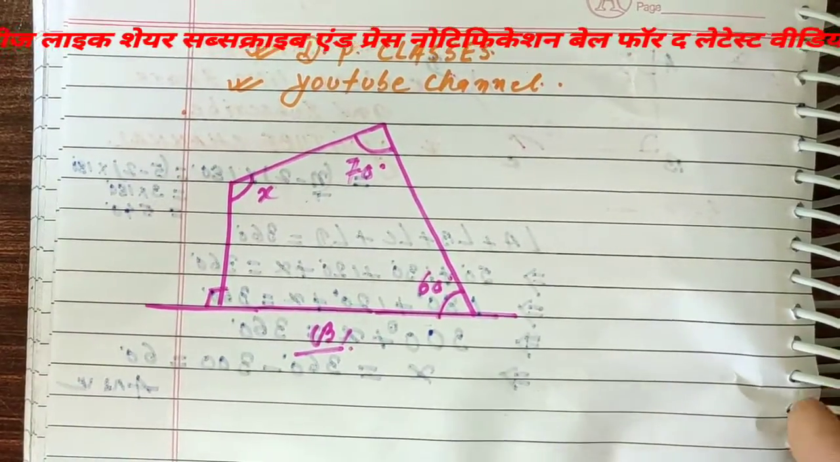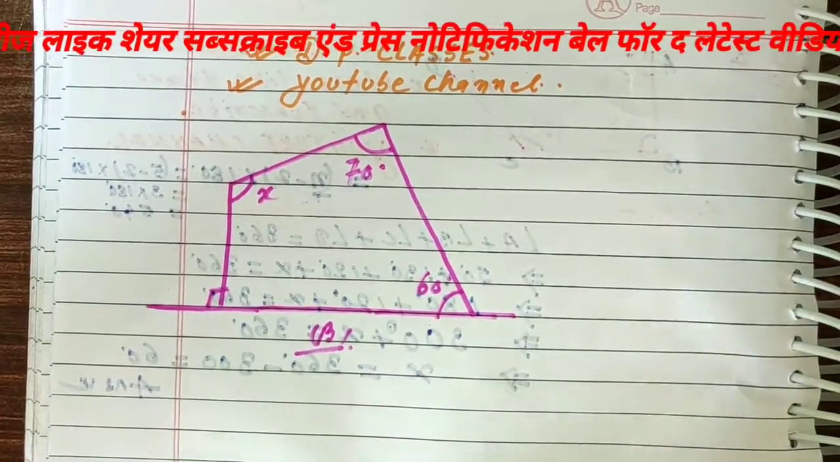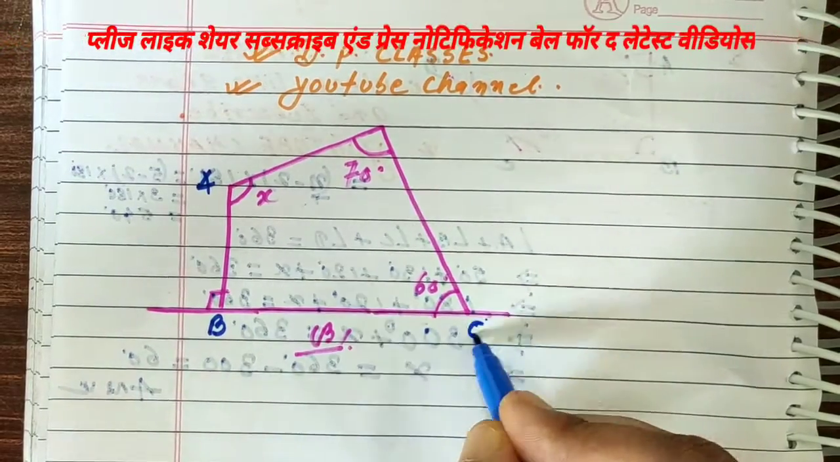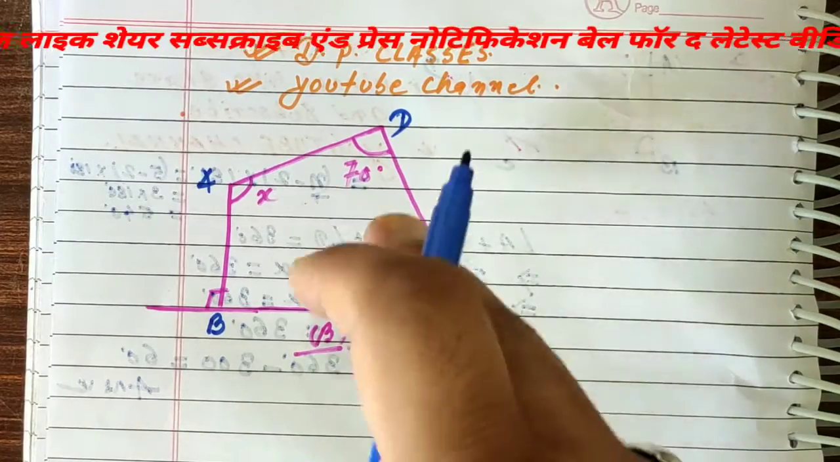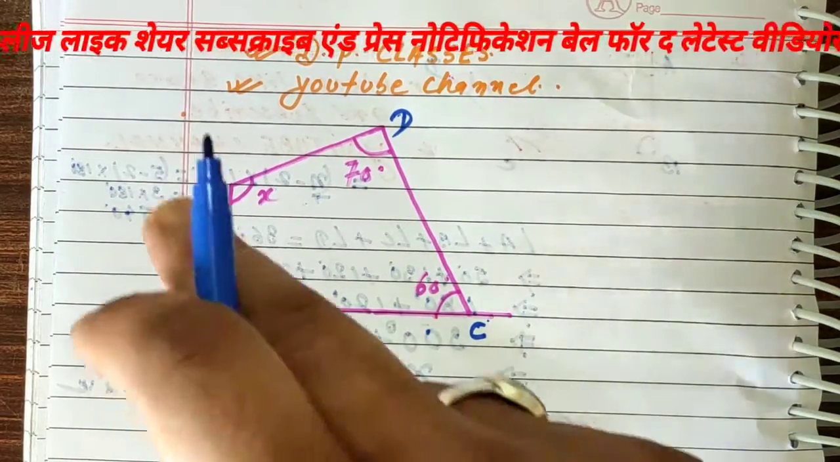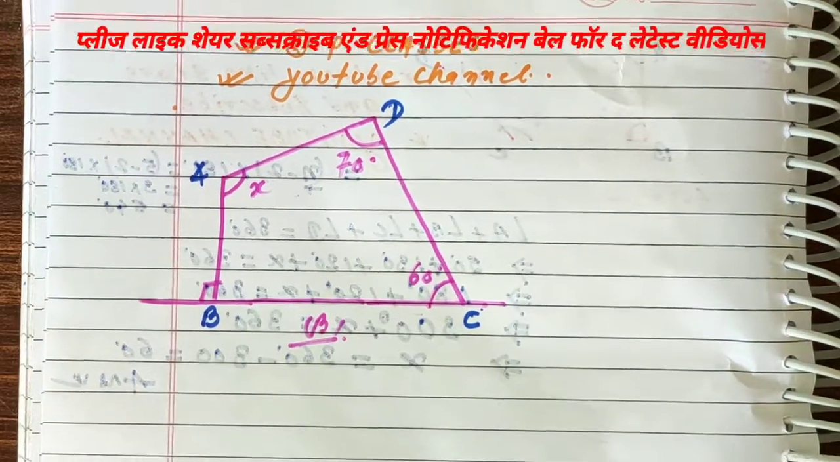Now this is question number B. Look at the figure first of all. After that we have to name it A, B, C and D. As you know, angle D is given 70 degrees, angle C is given 60 degrees, angle A is X and angle B is what? First of all you have to use your mind.